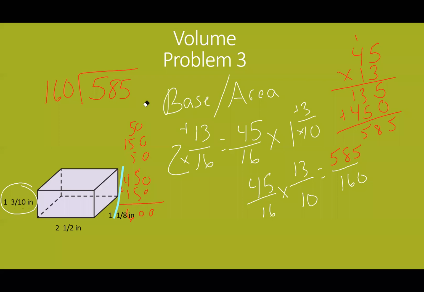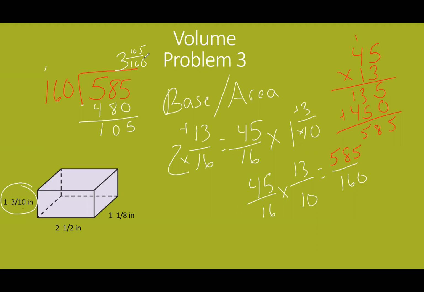See, I'm using all my strategies. I'm estimating. I'm going to use guess and check. What did we say? We're going to try 3. Okay. So 3 times 160. 3 times 0 is 0. 3 times 6 is 18. Regroup. 3 times 1 is 3, plus 1 is 4. I've got a 5, a 0. Ooh, 105. Perfect. So my answer is 3 and 105 over 160.